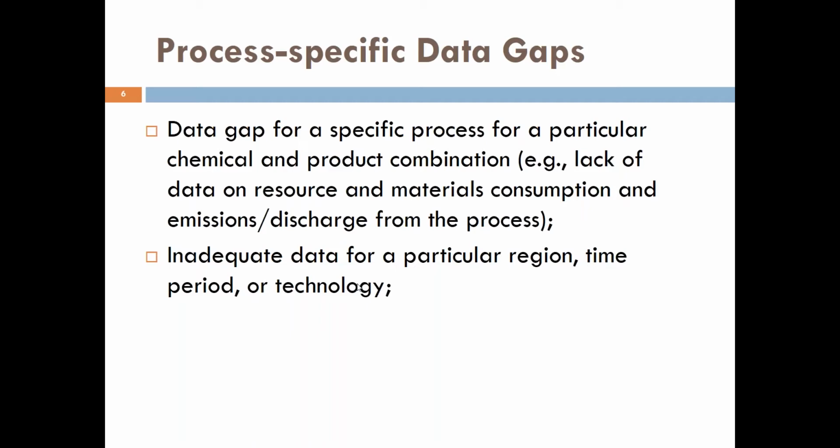So these are the kinds of questions related to process-specific data gaps. Another category of data gaps that is discussed in the AA guide is chemical-specific data gaps. We'll come back to that later.